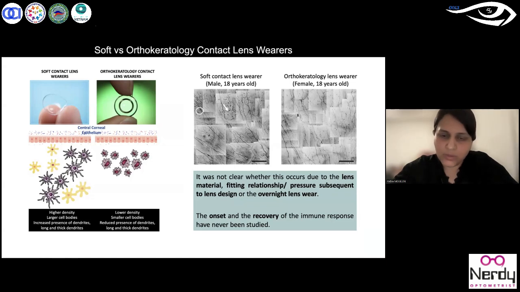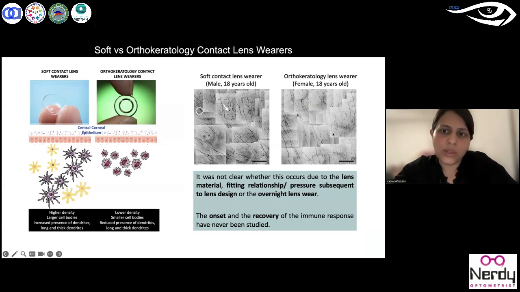We know that the inflammatory markers increase in soft contact lens wear. But what we were interested in here was why this is happening in orthokeratology lens wear. What is the reason? Our hypothesis was that it can be due to three reasons. Either it can be due to the lens material, which is different from soft contact lens wear, or it can be due to people wearing lenses at night, or it can be due to the mechanical pressure, because these lenses apply pressure at the central cornea.